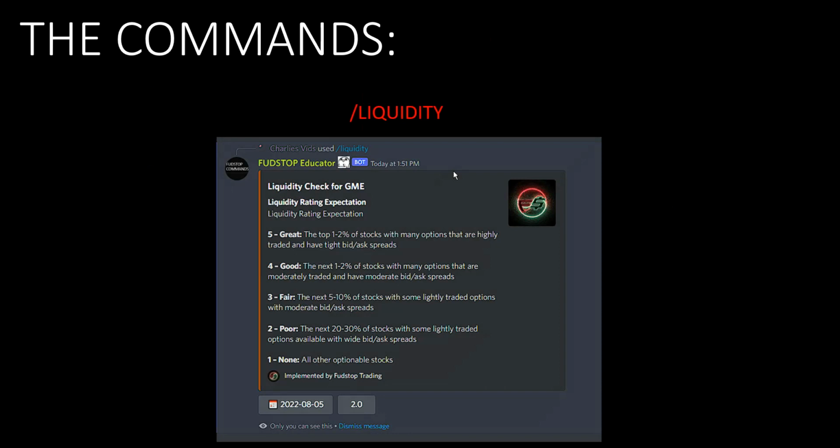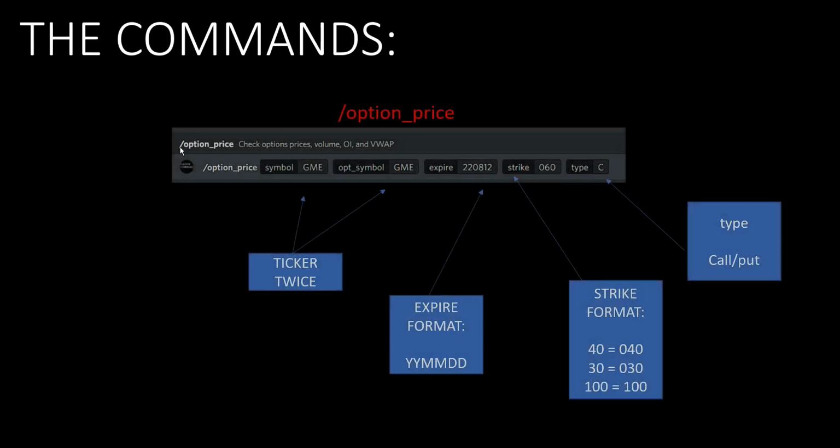Liquidity is a pretty good one. It's also going to rank your ticker symbol 1 through 5 based on their liquidity score. A score of 1 is none, all other optionable stocks. A rating of 2 is the next 20-30% of stocks with some lightly traded options available with wide bid-ask spreads. 3 is fair, the next 5% to 10% of stocks with some lightly traded options with moderate bid-ask spreads. Number 4 is good, the next 1 to 2% of stocks with many options that are moderately traded and have moderate bid-ask spreads. And then the best rating is 5, which is the top 1 to 2% of stocks with many options that are highly traded and have tight bid-ask spreads, like SPY, QQQ, and other high-stake ETFs.